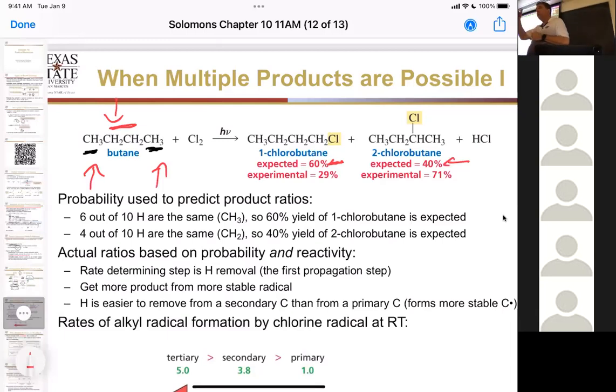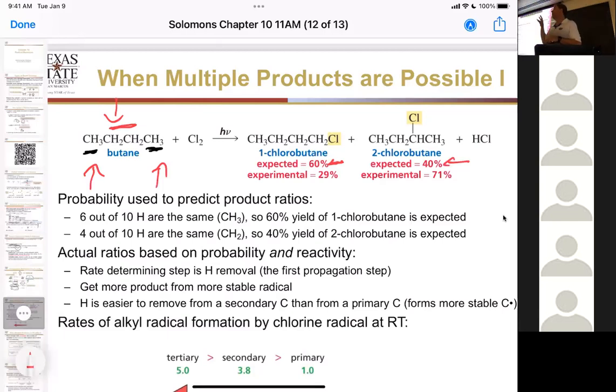We generated a chlorine radical with heat, or in this case, light. Its first step is to make a carbon radical by doing a hydrogen abstraction. The stability, right? It'll make the more stable secondary radical. So even though there are fewer of those hydrogens it can abstract, there's enough of an energy difference, 10 kilojoules per mole, that it will preferentially go for the more stable radical.